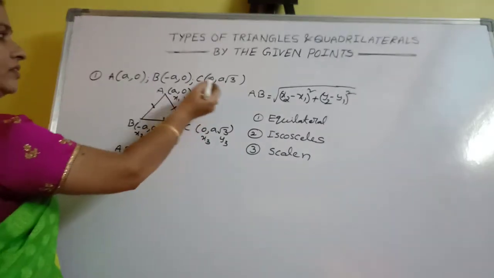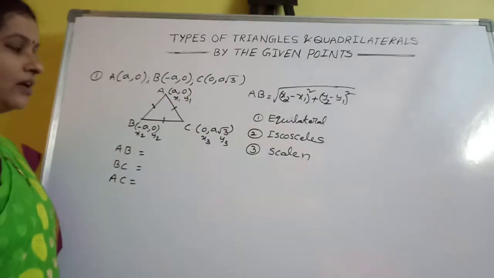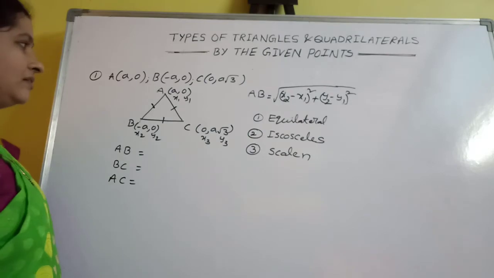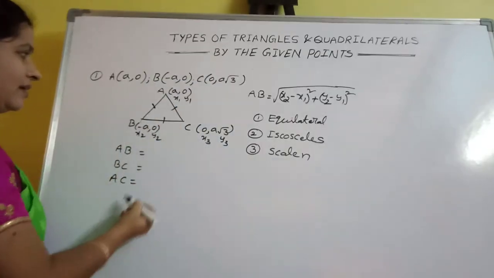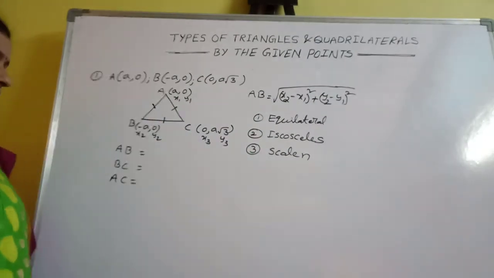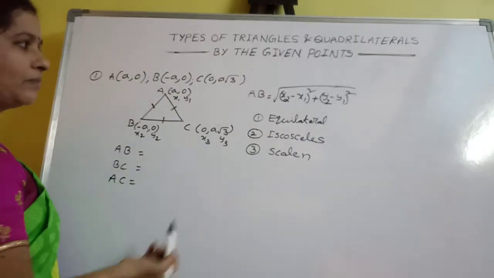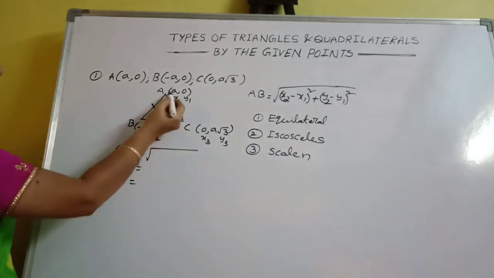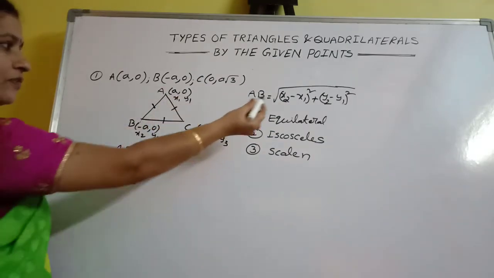For any given 3 points, we show which type of triangle they make. That is the question. So here we are taking the 3 points. Let us see, is it an equilateral, isosceles, or scalene triangle? AB equals the square root of (x2 minus x1) whole square plus (y2 minus y1) whole square. AB means here we are taking these 2 points only. Substitute the values in this formula.